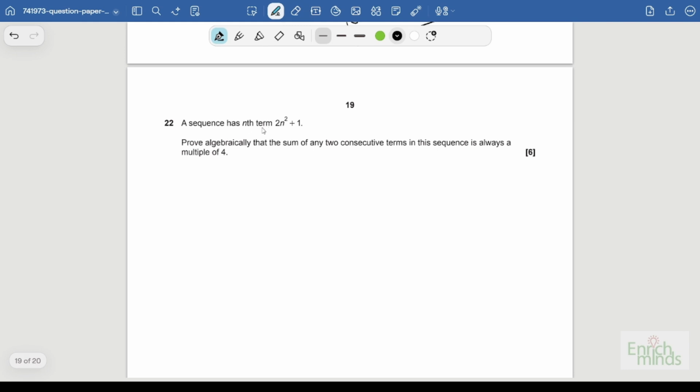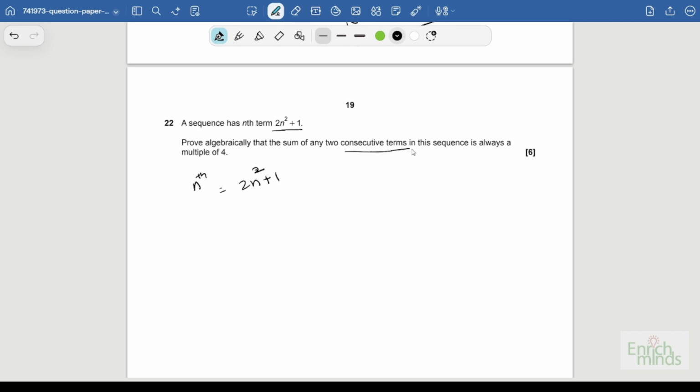A sequence has nth term 2n squared plus 1. Prove algebraically that the sum of any two consecutive terms in this sequence is always a multiple of 4. So here there are certain things we need to consider. There is this nth term here, so that means the nth term is 2n squared plus 1.